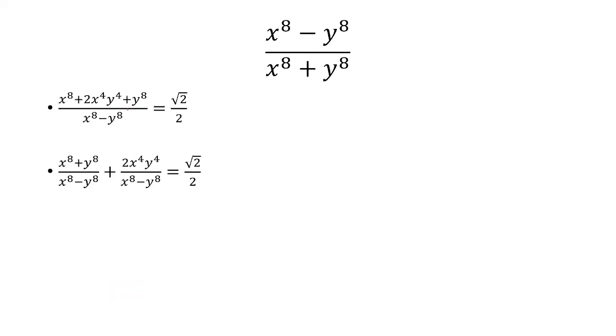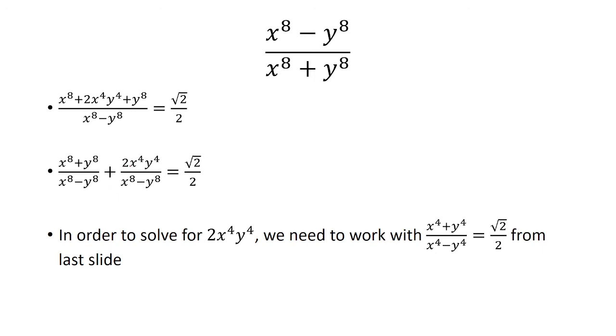Okay, at this point I'm going to break it up into fractions. So this first fraction is good. Now the second fraction, we can think of it as bad, or something that we need to substitute. So in order to solve for 2x to the 4th y to the 4th, we need to work with x to the 4th plus y to the 4th over x to the 4th minus y to the 4th equals square root of 2 over 2. And that was from the last slide.